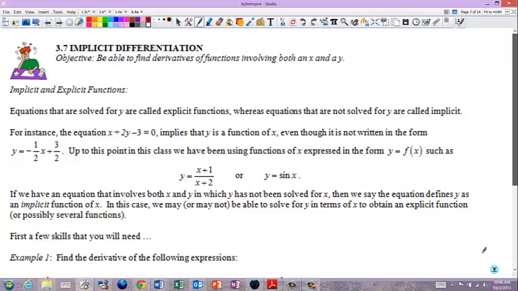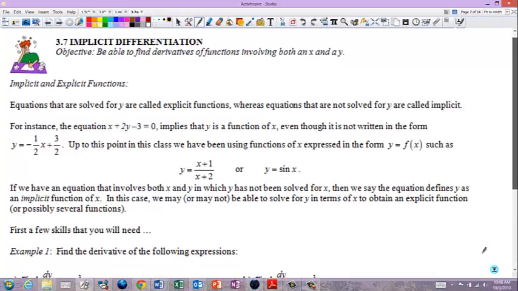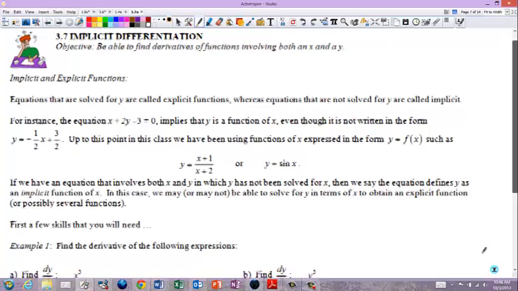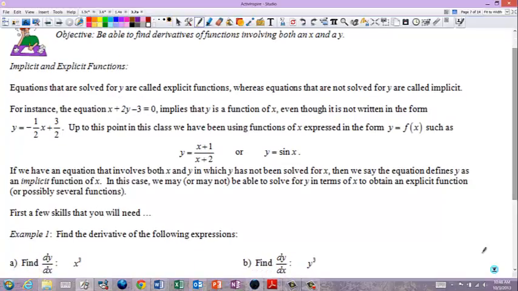Alright, y'all, this is 3.7, implicit differentiation. The difference between implicit and explicit is that in an implicit function, y is embedded within the problem, whereas explicit functions are solved for y. And if you want to read through all this, that's what that's saying.